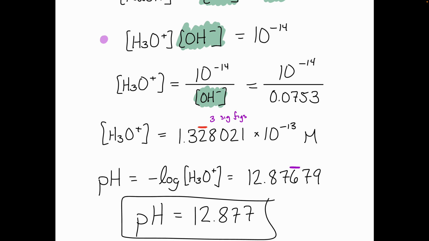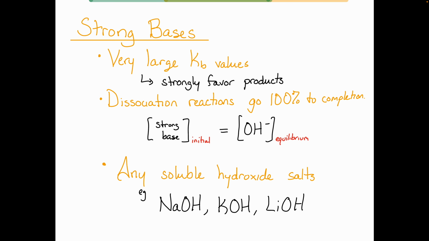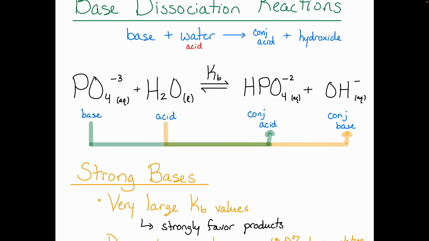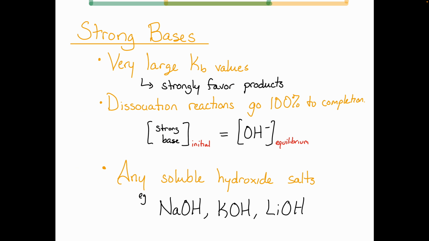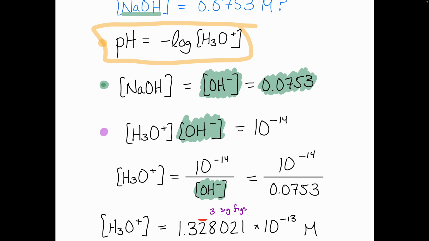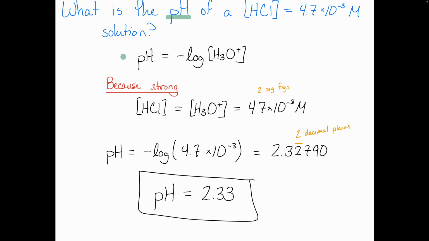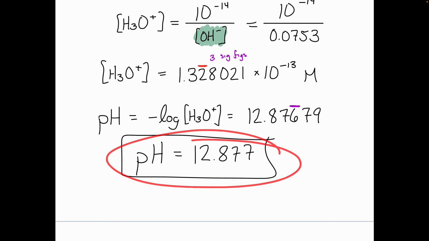Okay, so if we have a solution of strong base, that means this base dissociation reaction goes all the way to completion, which means that the concentration of that strong base is simply equal to the concentration of hydroxide. But if I want the pH, I'm going to have to use my auto-ionization relationship to convert from concentration of hydroxide to concentration of hydronium. All right, last thing to note real quick: when we did our strong acid, we got a really low number for our pH. When we did our strong base, we got a bigger number for our pH.